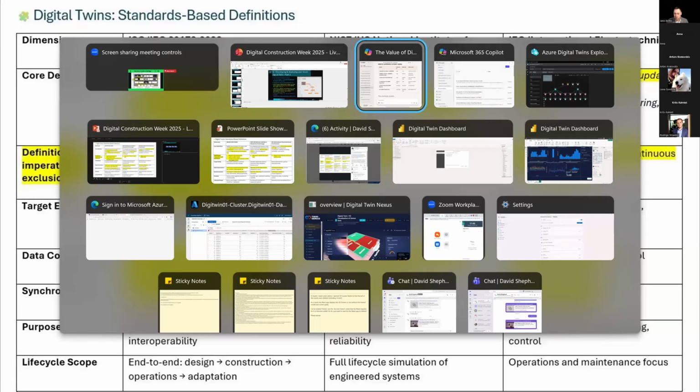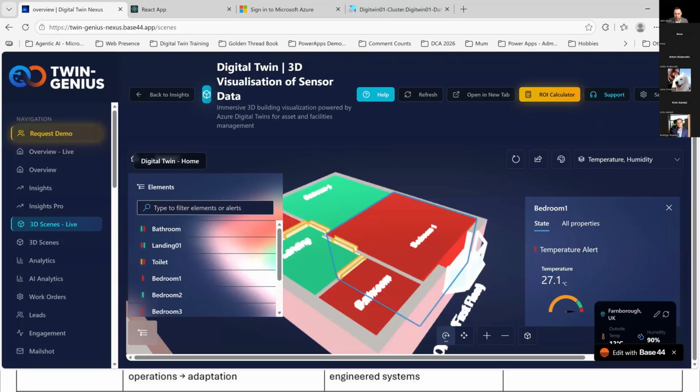I'll share, and I will just tab to the, oh, it's this one here. So this is, as I said, an initiative that I have called Twin Genius. And what you're actually seeing is the digital twin of my own home. I've put in these types of sensors. I'm not sure if they're easy to see. These are what we call LoRaWAN sensors. And this one is measuring temperature and humidity.